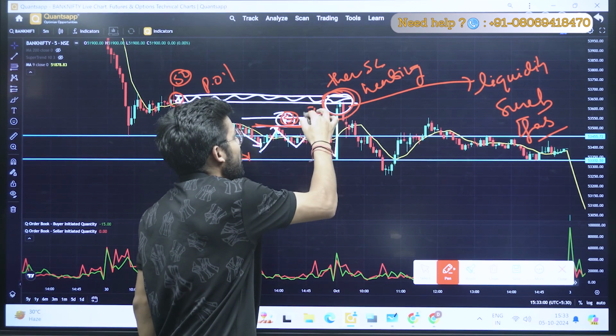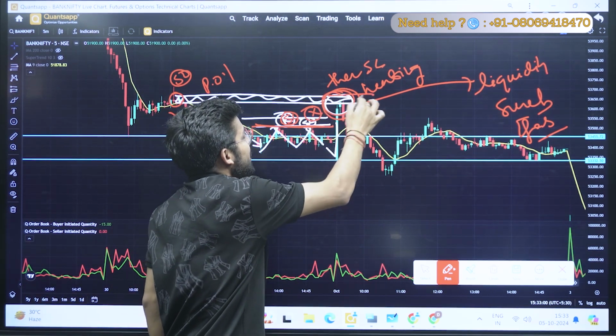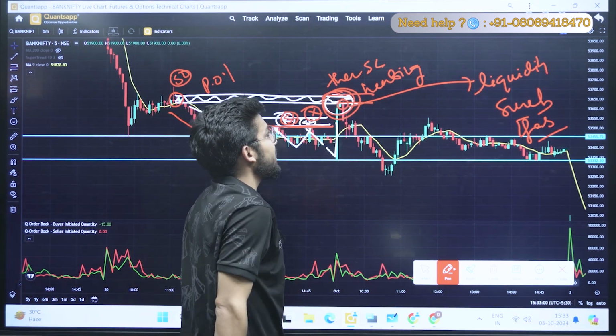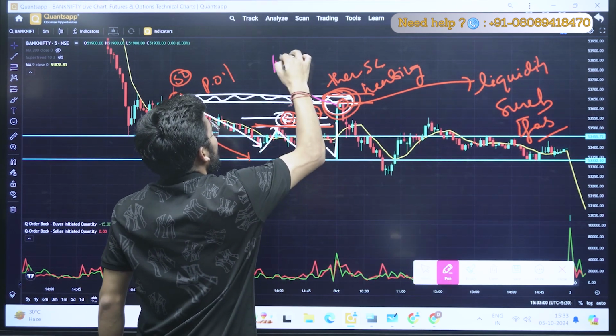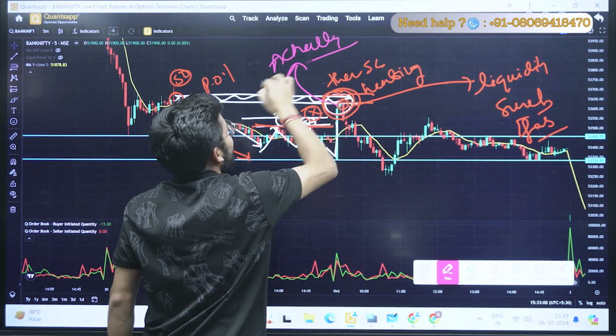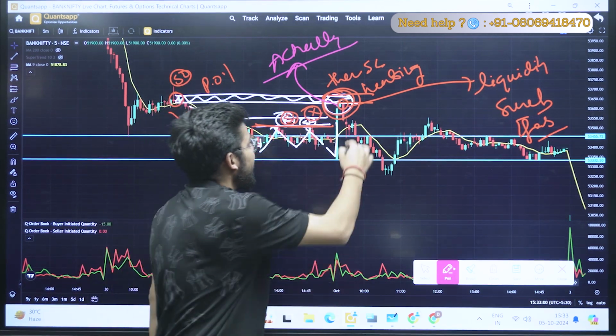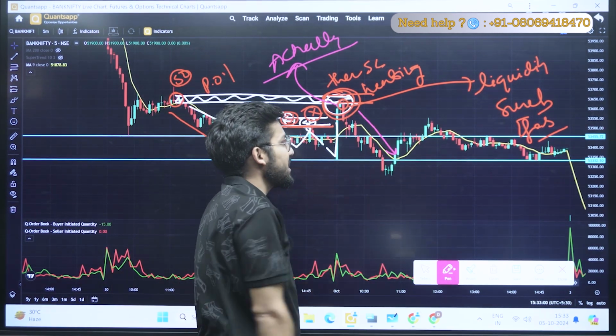Here all their stop losses got hit, and then this was the moment where you should actually have taken your entry. This was the moment. So an entry is made here, and then you can see a good movement in the bearish direction.